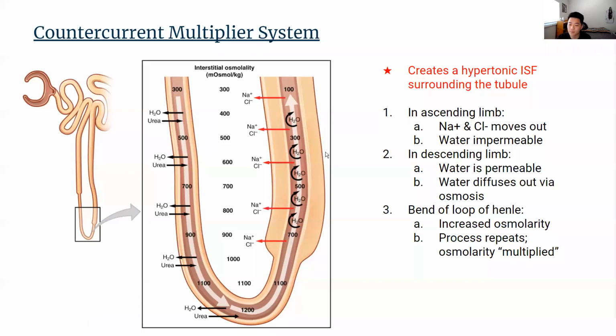So the thick ascending limb makes the interstitial fluid hypertonic. Then the water diffuses out of the descending limb. Then it reaches the bend of the loop of Henle. It makes the descending limb more and more hypertonic.